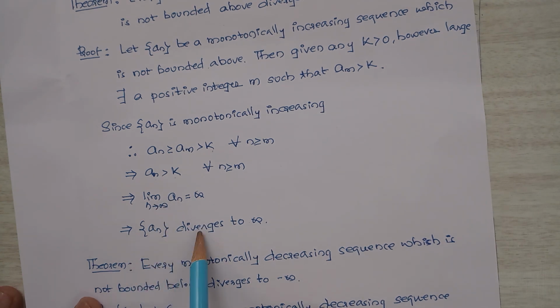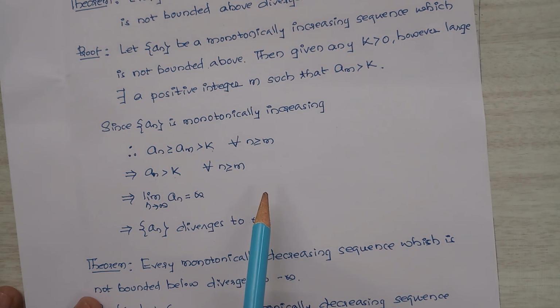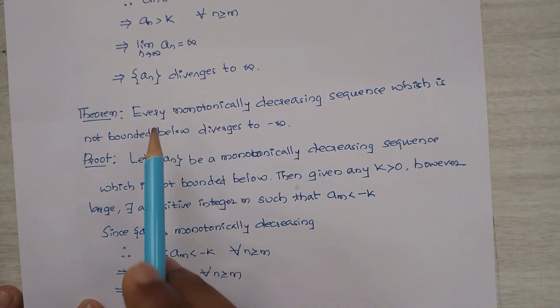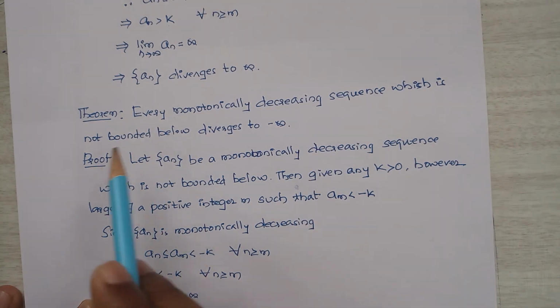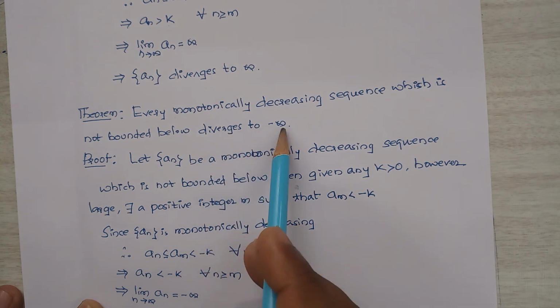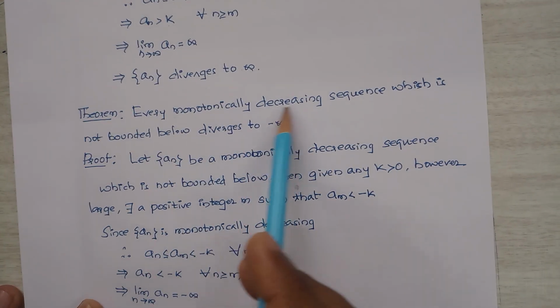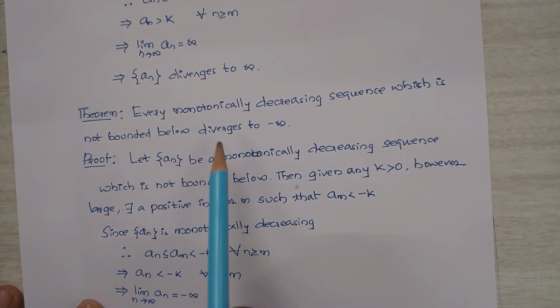This implies that an diverges to infinity, because we know that a sequence diverges if limit n tends to infinity an is equal to infinity or minus infinity. This is the definition of a divergent sequence. Another theorem is: every monotonically decreasing sequence which is not bounded below diverges to minus infinity. We have to check whether this is so.